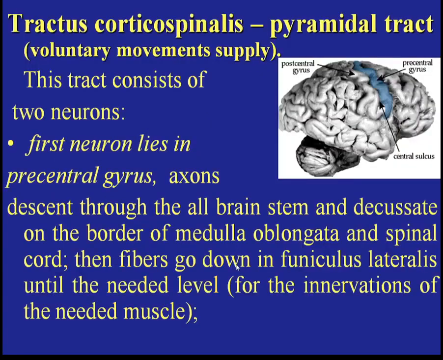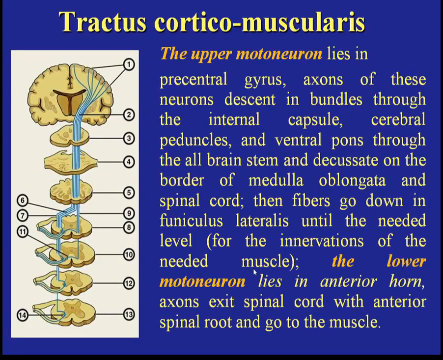Some words about pathways, about tractus corticospinalis or pyramidal tract, voluntary movement supply. This is the picture of this tract. You see the cortex, spinal cord and brain stem, different levels of the central nervous system. There are two motor neurons in this tract.